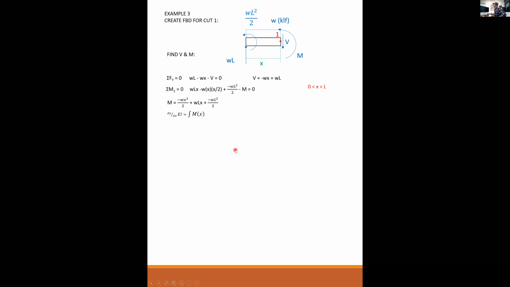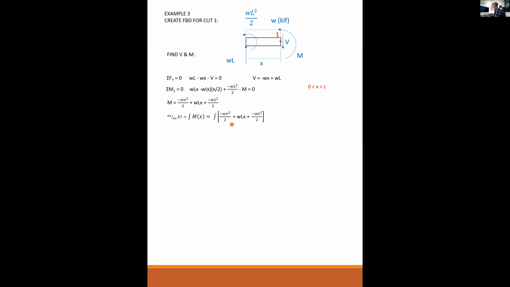Okay, and that is valid for x greater than 0, x less than L. So over the whole span, we have just one expression of moment in terms of x. Okay, so back to our theory, dv dx EI is equal to the integral of the moment as a function of x.